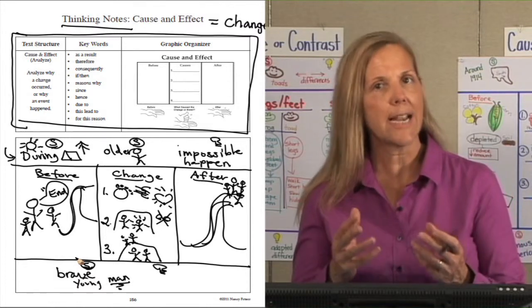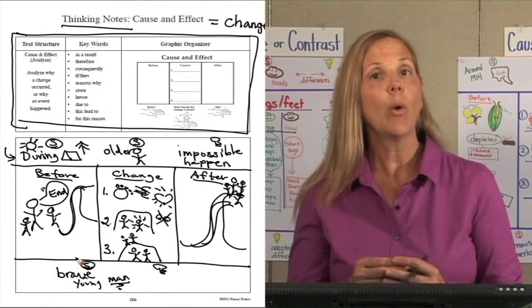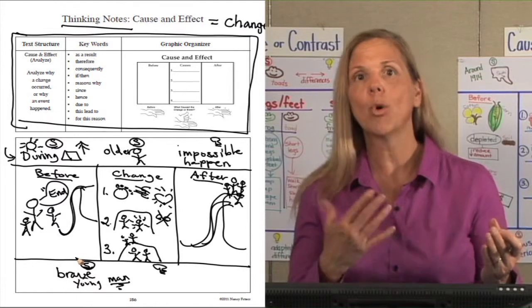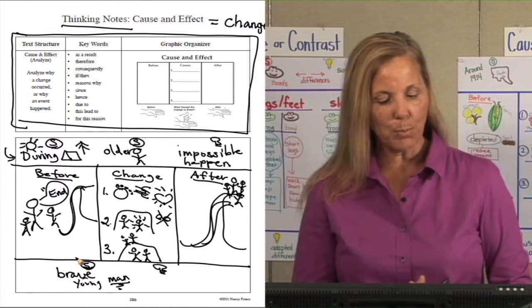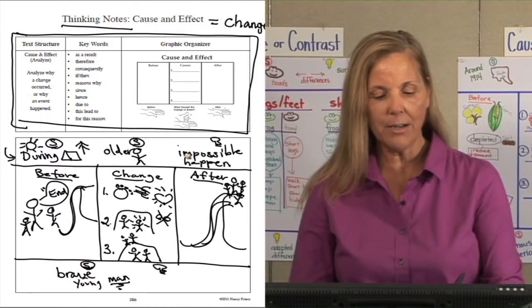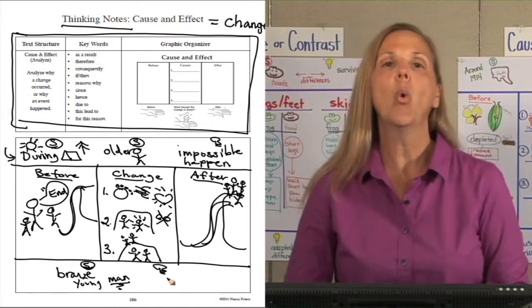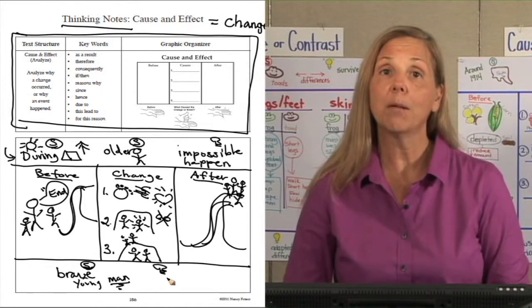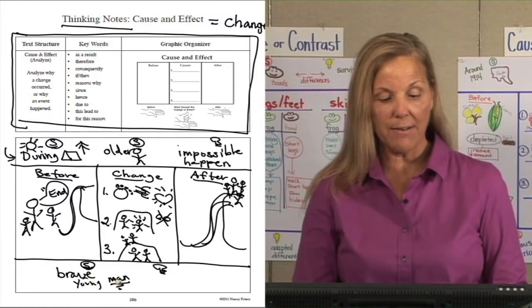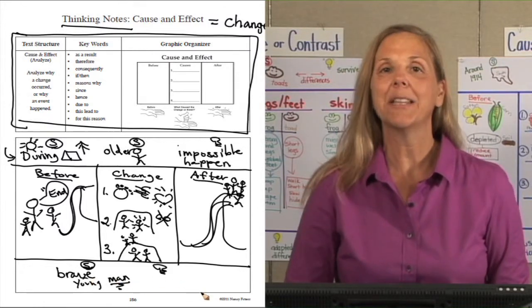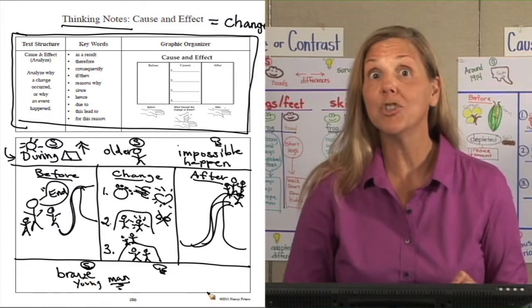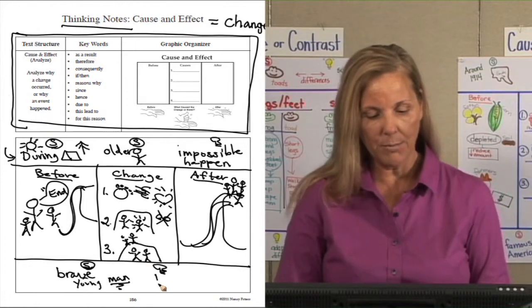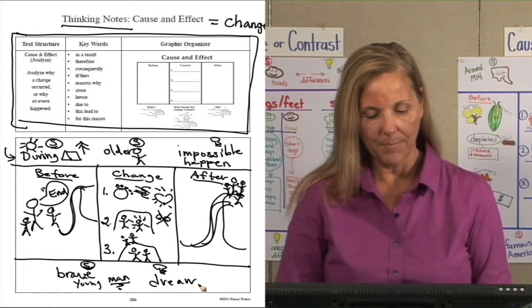He's brave. He's acting older. He is showing that he's like a man more than a boy. So this brave young man, and we have up here, made the impossible happen. What's another way to say made the impossible happen? This brave young man, instead of saying that made the impossible happen, made his dream come true. So I'm going to just put the word dream here.